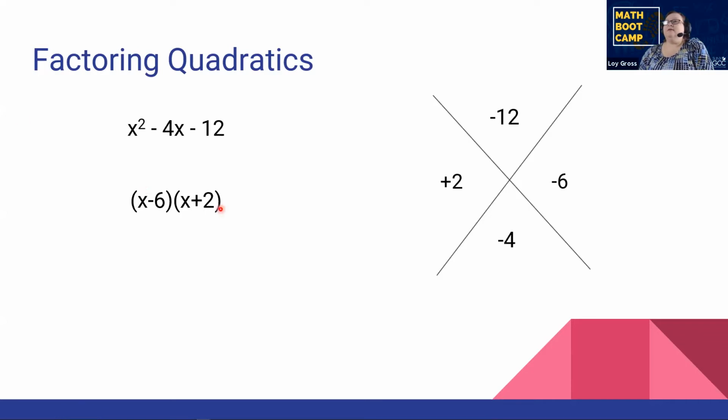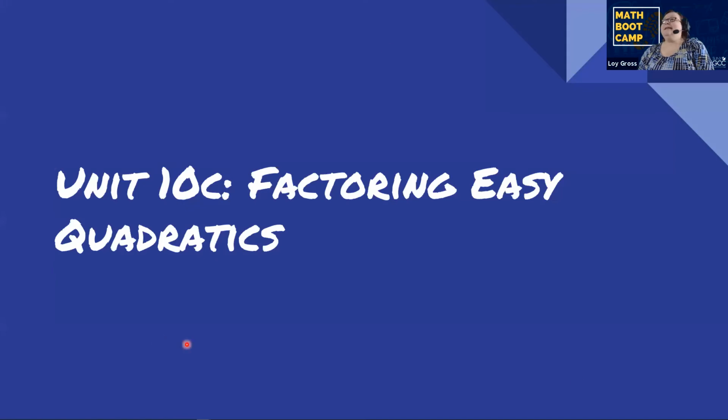And incidentally, it does not matter what order you put these in, just like 4 times 5 is 20 and 5 times 4 is still 20. x minus 6 times x plus 2 is the same as x plus 2 times x minus 6. And that is breaking down an easy quadratic.